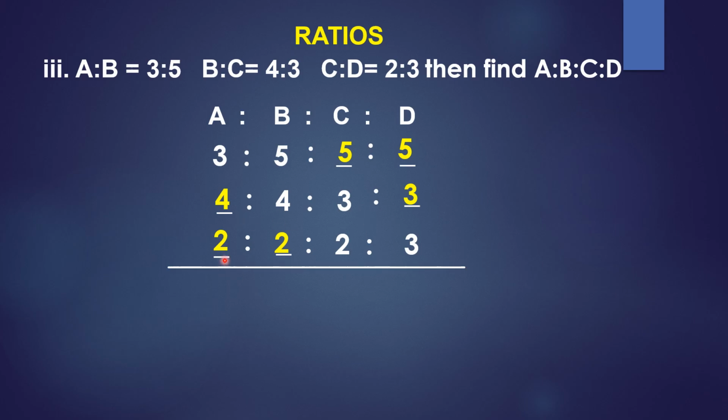Now take 2. Under A 2 is there. B also 2 is there. C also 2 is there. But under D there is no 2. So we can't cross out any numbers over here. So we have to multiply here.